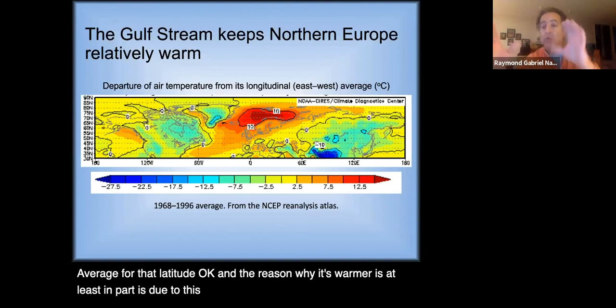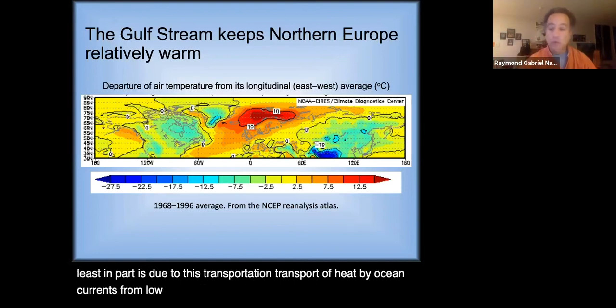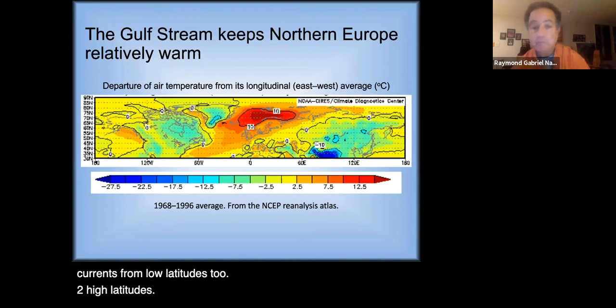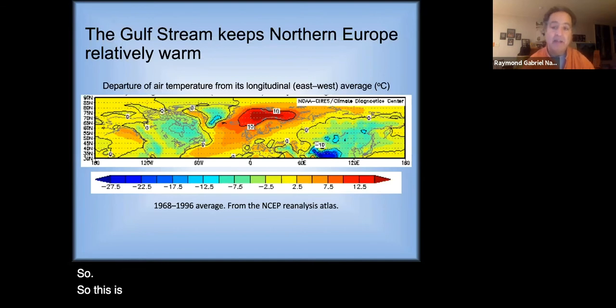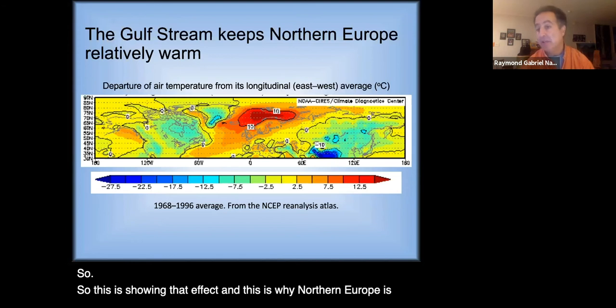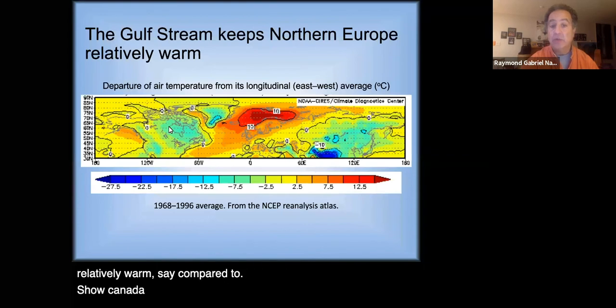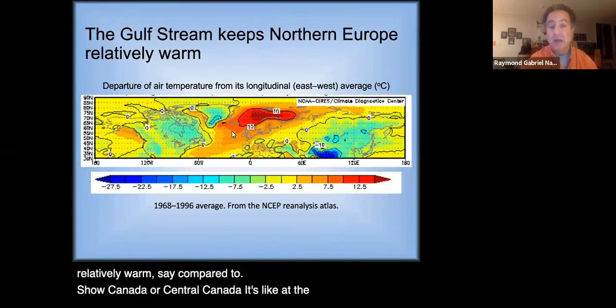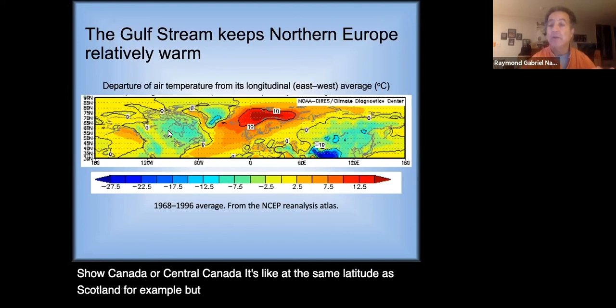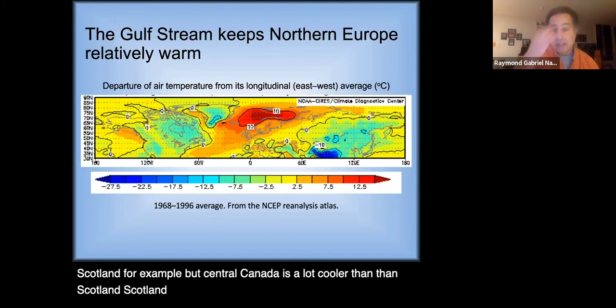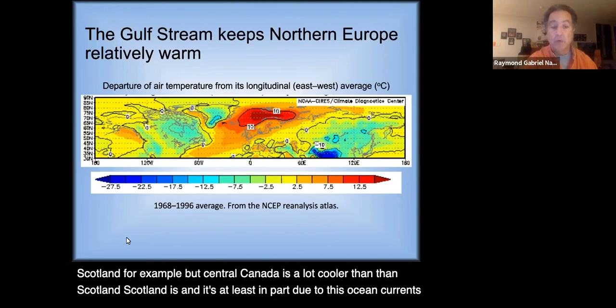due to this transport of heat by ocean currents from low latitudes to high latitudes. So this is showing that effect, and this is why Northern Europe is relatively warm, say compared to central Canada. It's at the same latitude as Scotland, for example, but central Canada is a lot cooler than Scotland, and it's at least in part due to ocean currents transporting heat poleward.